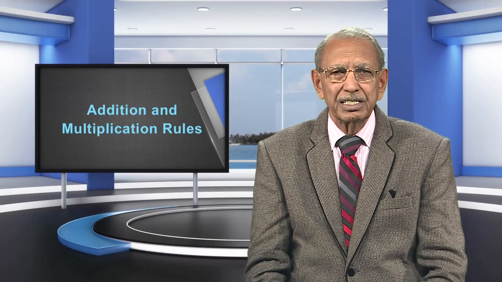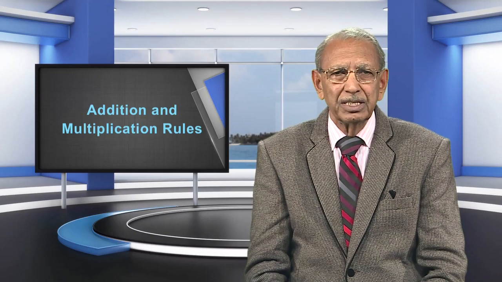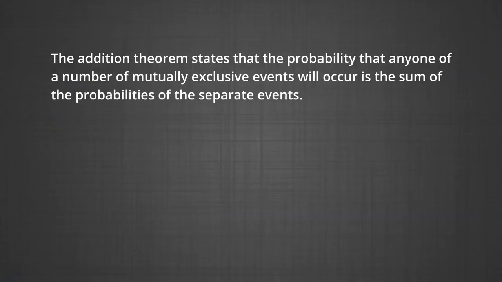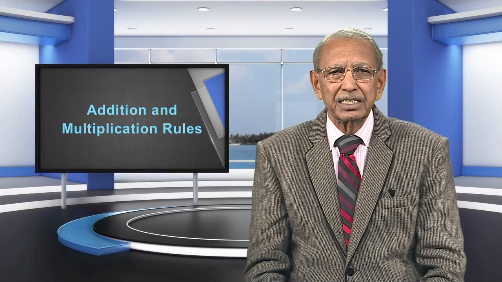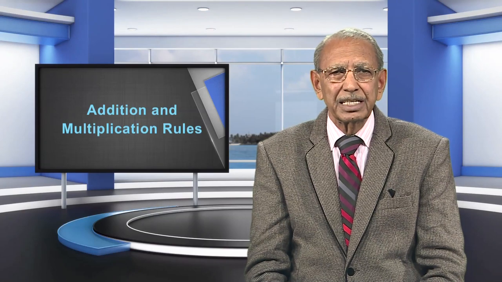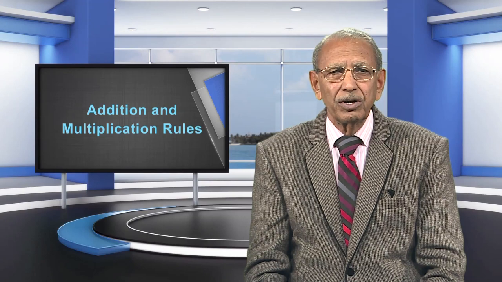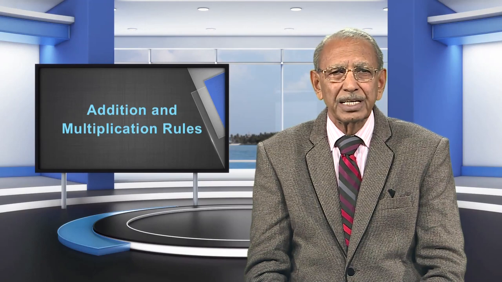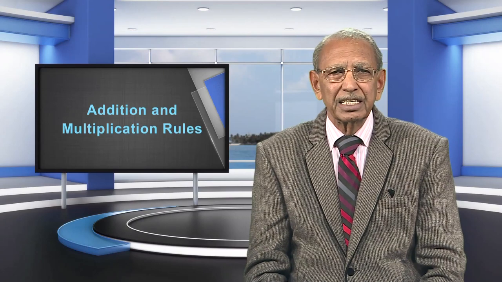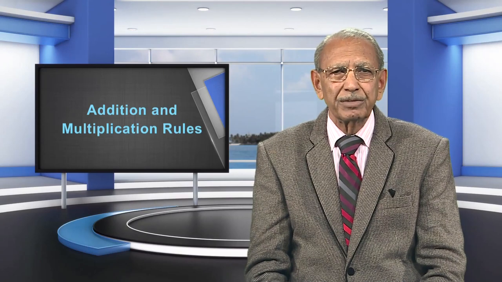Now we come to the various theorems of probability. We call them addition and multiplication rules. The addition theorem states that the probability that any one of a number of mutually exclusive events will occur is the sum of the probabilities of the separate events. Events that cannot happen at the same time are mutually exclusive. In a one coin toss problem, the occurrence of a head is mutually exclusive with the occurrence of a tail, as both cannot happen at the same time.